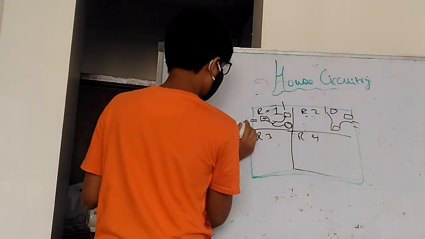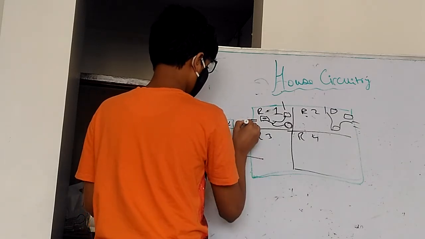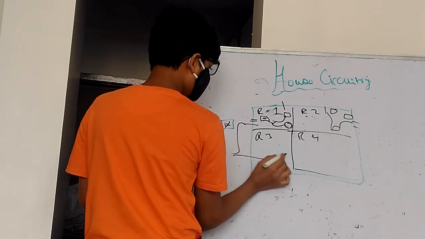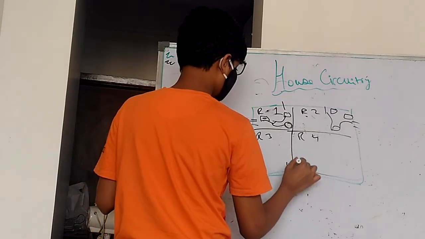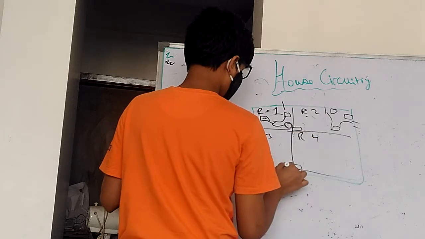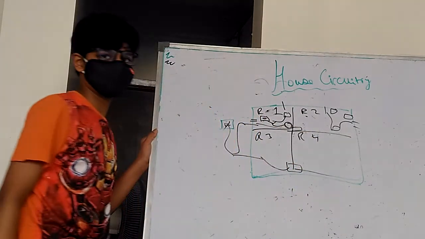So what happens in this is that there are two floors, as you can see, and you have two switches for both of the floors, and these switches are connected to this one main switch.